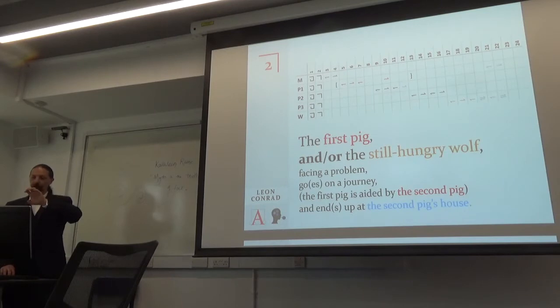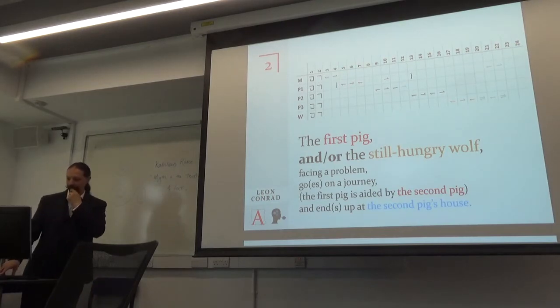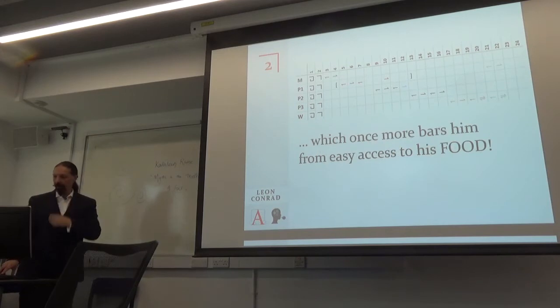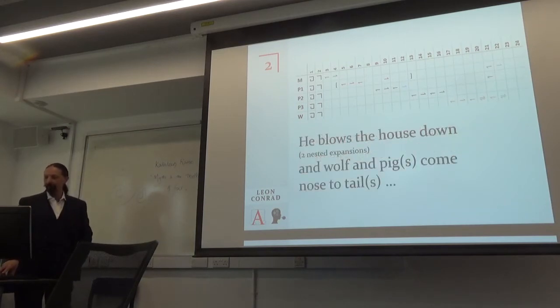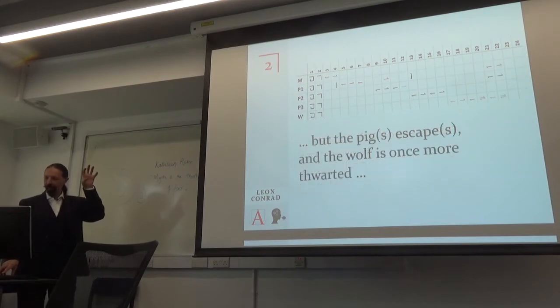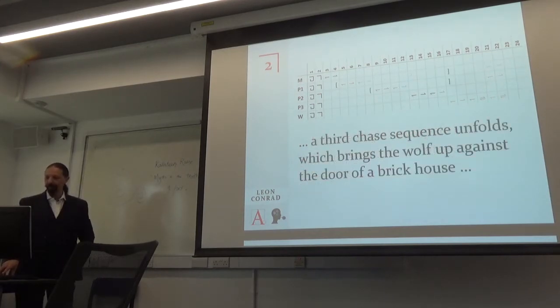And the wolf has a problem. His pig's escaped. He goes on a journey chasing after it and comes up in front of the door of the second pig's house. He's barred from access, blows the house down, meets the 2 pigs, and they escape. This happens again. We have a recap, unfolding.